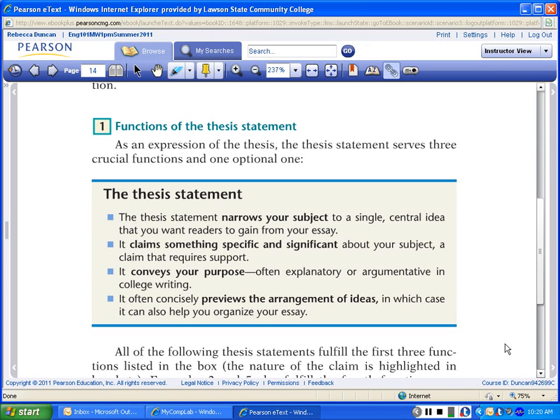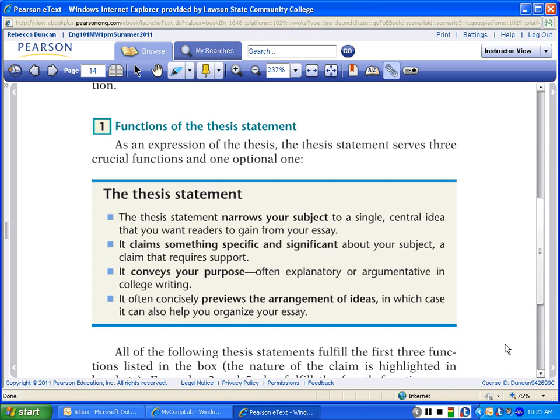The second function is it claims something specific and significant about your subject, something that you will have to provide some support for. Your paper itself will explain this and give examples and provide reasons for this one thesis statement. It's usually a little risky too. By that it means it's not generic, not already known. It's going to be insightful. It's going to be focused. It's going to be specific to you.